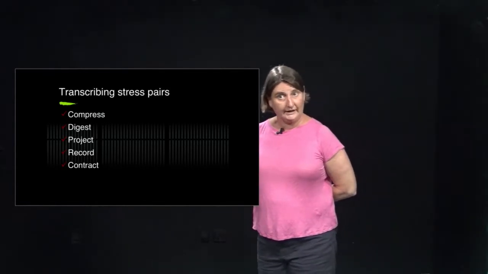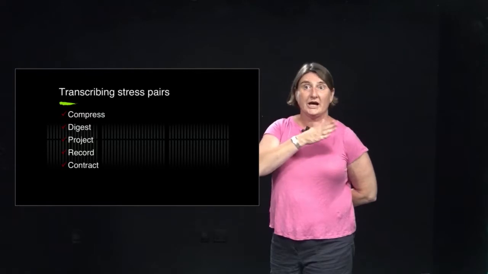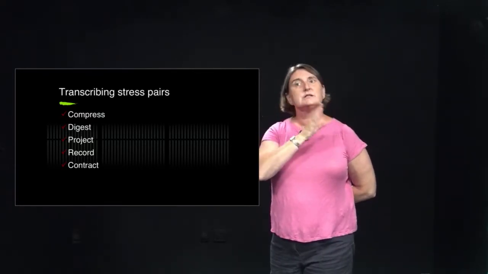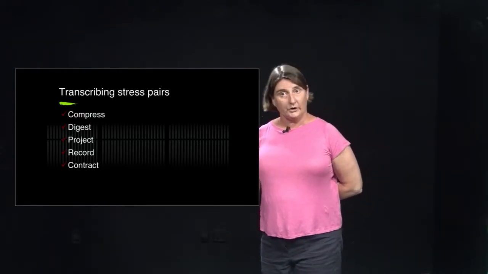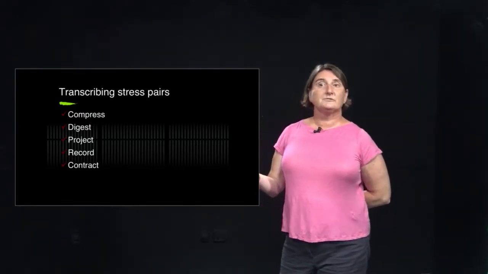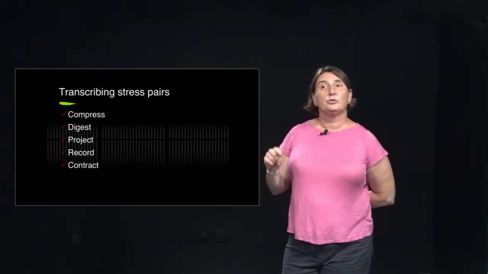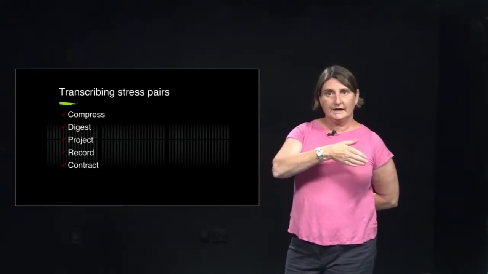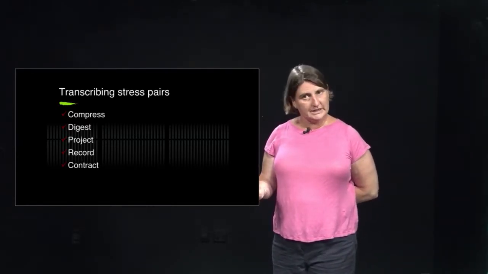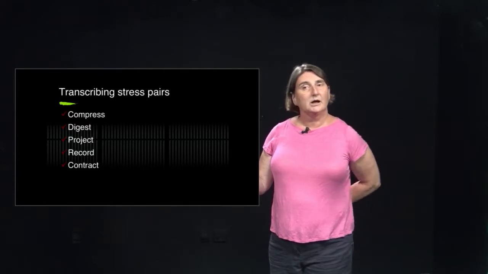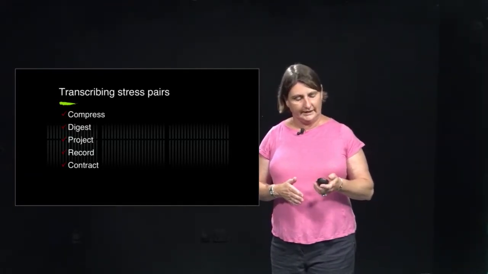A project, versus project. In project, you've got the stress on the ject. Record, an old vinyl record, stress on the first syllable, versus the verb record, stress on the second. And then contract, a contract, a noun, stress on the first, but for something to shorten, contract, stress on the second.